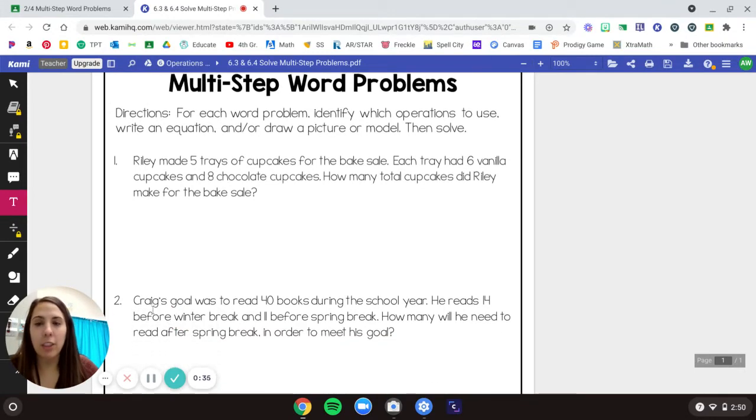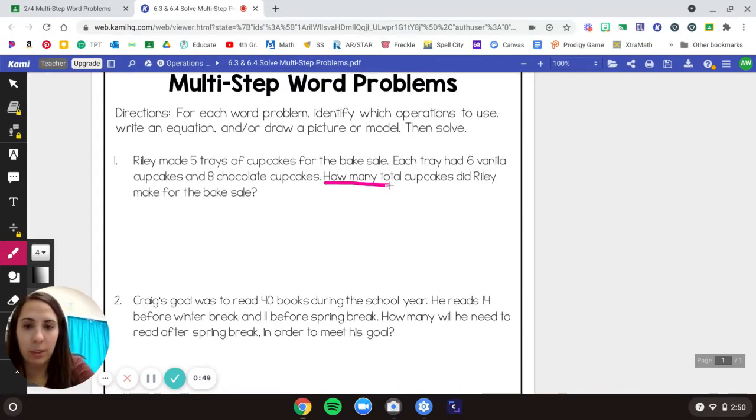Riley made 5 trays of cupcakes for the bake sale. Each tray had 6 vanilla cupcakes and 8 chocolate cupcakes. How many total cupcakes did Riley make for the bake sale? I always like to start underlining my question. I'm going to use my finger. Whoa, that's way off. We're going to undo that. All right. Did Riley make for the bake sale?